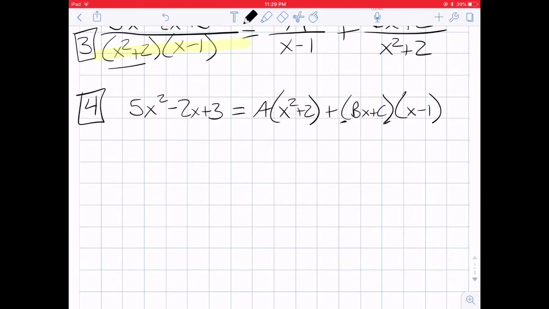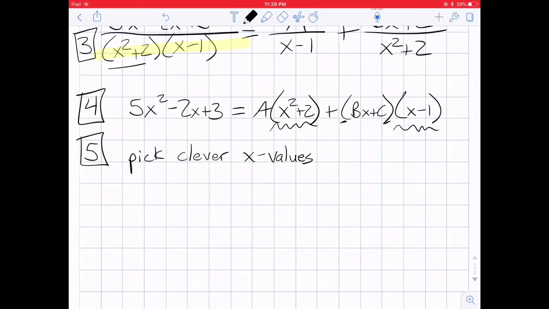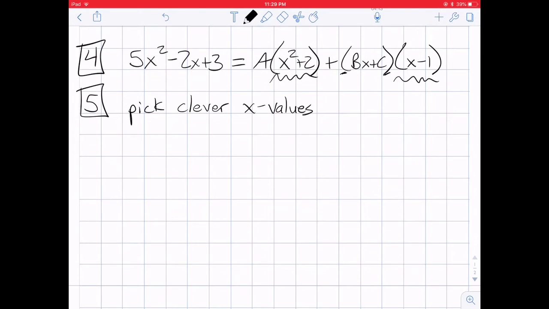So the next step in the previous example was to pick some clever values for x. But if you look at this term here, the x squared plus 2, there's not going to be a clever value for x that you can pick in order to get rid of that term. Still, we can get rid of the x minus 1 over here if I choose x to be 1, and so that will give us a good head start. That'll help us to solve for A. So I'm going to pick x equals 1, plug that in, and see what I can get.